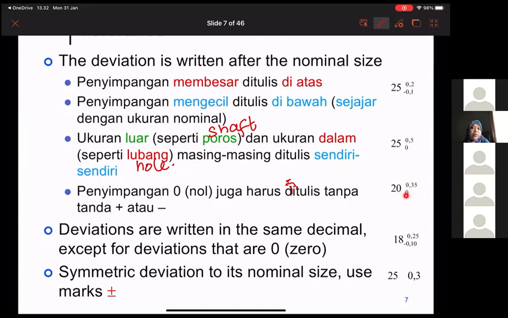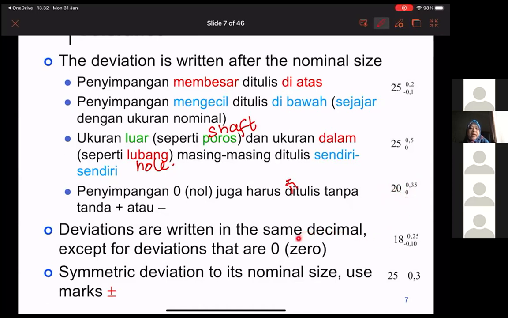So during the manufacturing, the workshop person can make the specimen with length maybe 20.30 is okay, 20.20 is okay, 20.1 is okay, but for example 19.4 is not allowable because the minimum, the lower deviation, is 0.